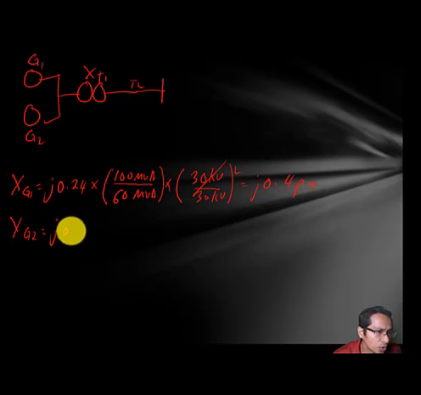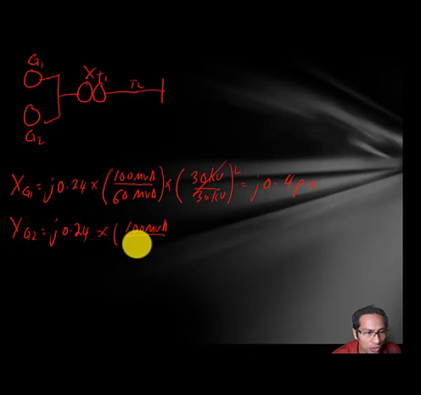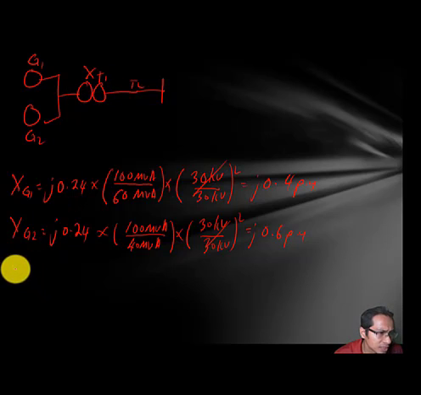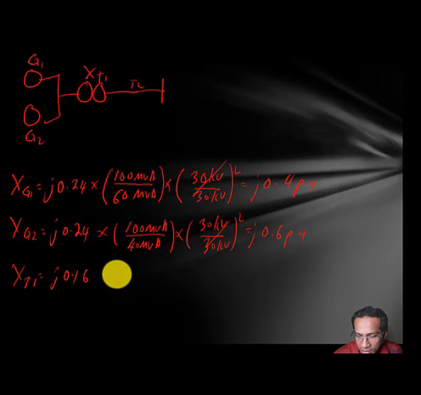Same goes for XG2. We have j0.24 times S base new 100 MVA over S base old 40 MVA, times 30 kV over 30 kV squared, since we refer to the low voltage side. We can cancel it out, so we will get j0.6 per unit. Then what else? XT1. XT1 is j0.16, so j0.16 times S base new, which is 100 MVA.